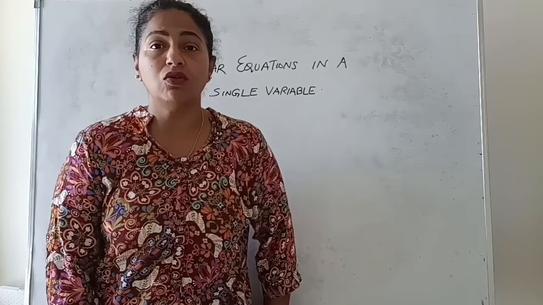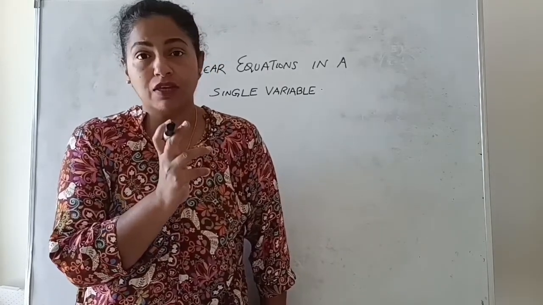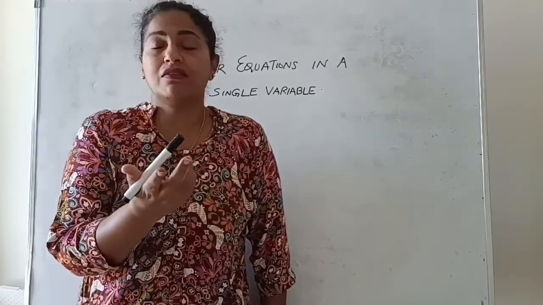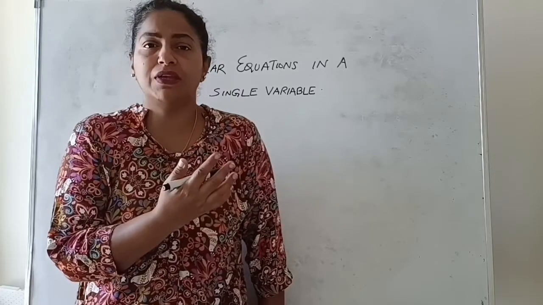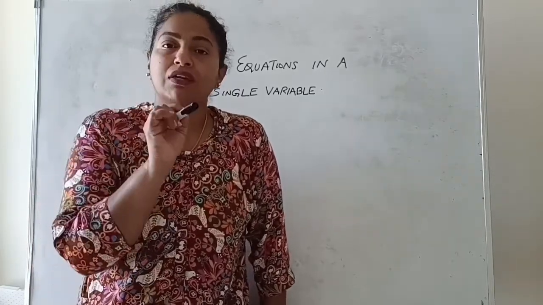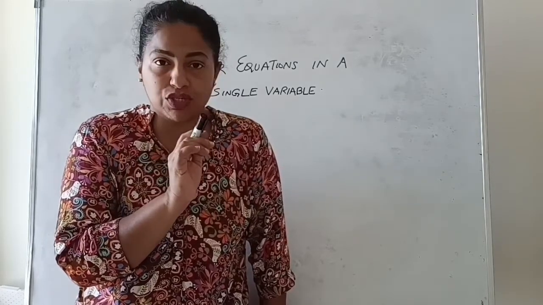Today our class is about how to solve linear equations in a single variable. Now that unknown variable in which the linear equation is expressed can be an x, a y, a z, a p, any one of the 26 English alphabets. Our task is to find the value of the unknown variable as given in the equation.